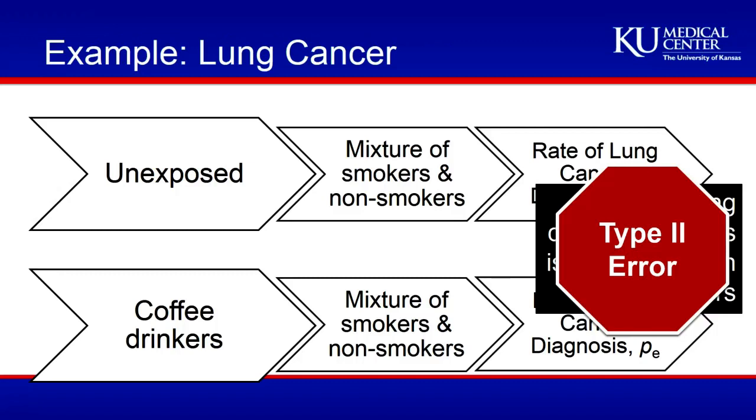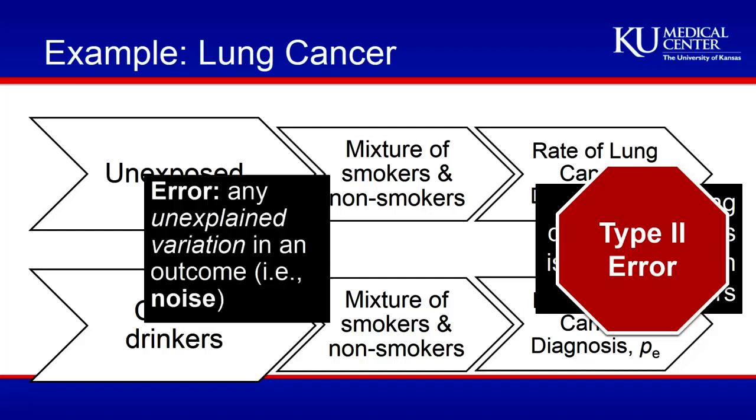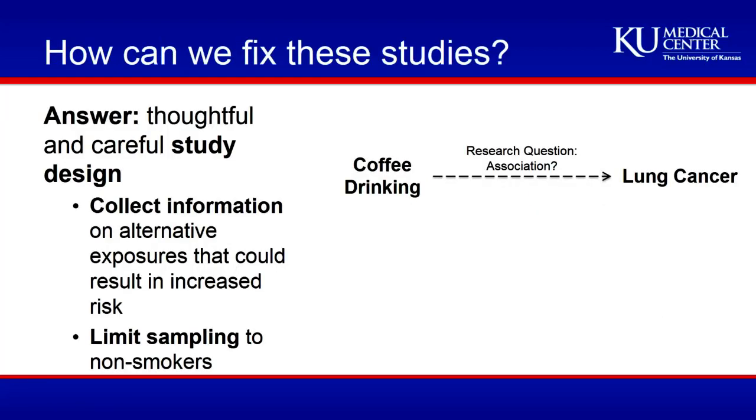So type 1 is false positive, type 2 is false negative. Something is really there, but we can't see it because we didn't do a good enough job in the design process to minimize other potential sources of variation in our outcome of interest. And this issue, before it was bias that caused a potential type 1 error, here it's just error that causes a type 2 error. It's variation. Unexplained variation, or variation that's not explained, can actually result in a type 2 error. Too much noise in the outcome.